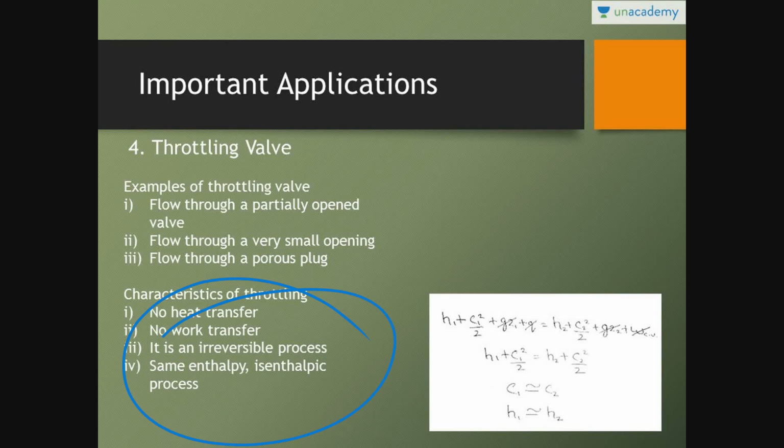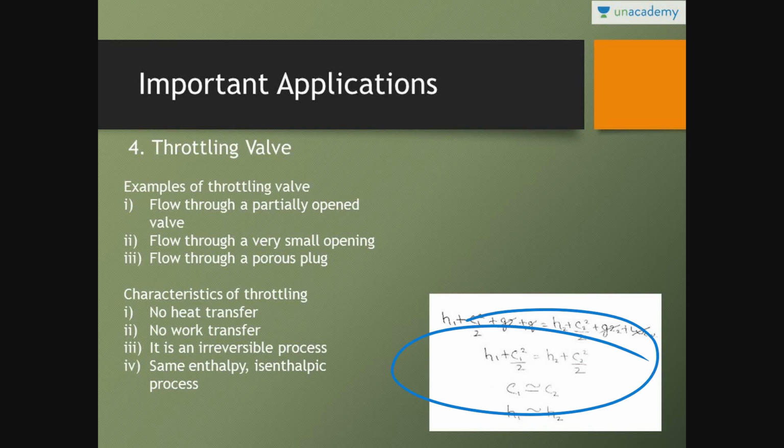So the equation comes out to be H1 plus C1 square by 2 plus gZ1 plus Q is equal to H2 plus C2 square by 2 plus gZ2 plus W. No heat involved, so Q and W cancel out, and potential energy cancels out. The equation is H1 plus C1 square by 2 is equal to H2 plus C2 square by 2. Same enthalpy, H1 is equal to H2, so C1 is equal to C2.